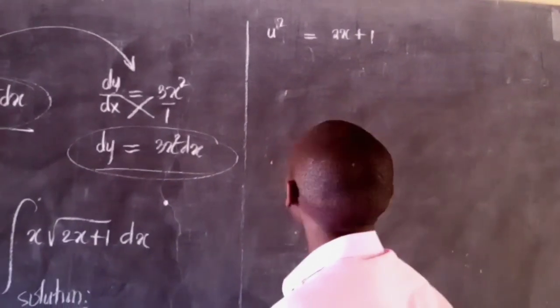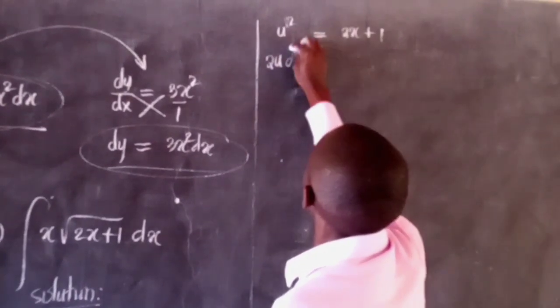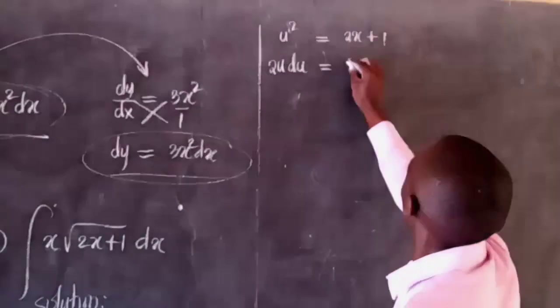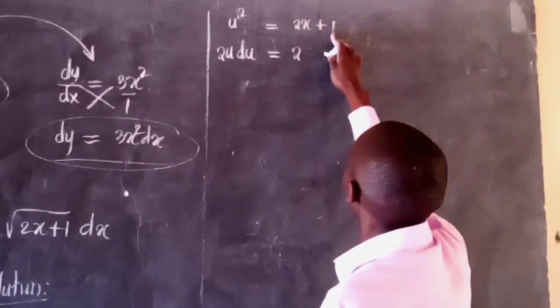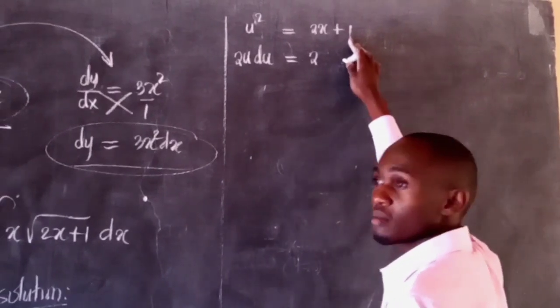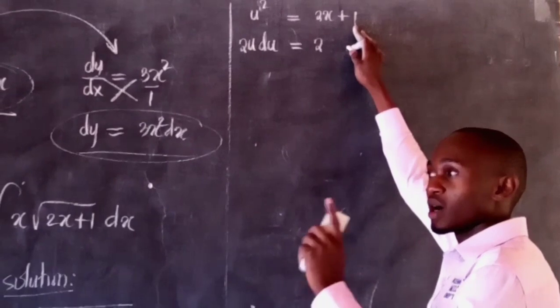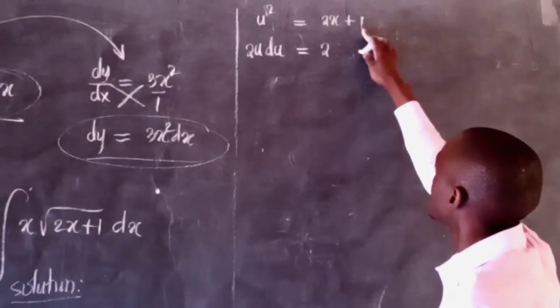Then you differentiate. When you differentiate u squared, you get 2u, but you differentiate with respect to u. When you differentiate with respect to x, you get 2. The derivative of 1 with respect to x is 0. Remember, 1 is a constant. I'm talking to that viewer who has a clue with differentiation. When you differentiate a constant, you get 0.